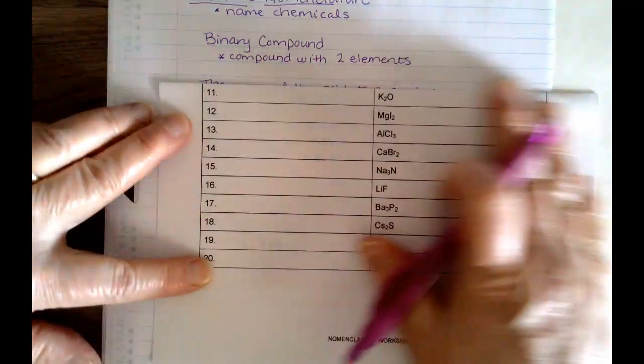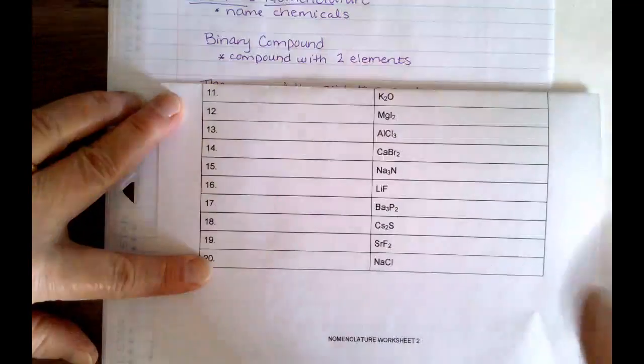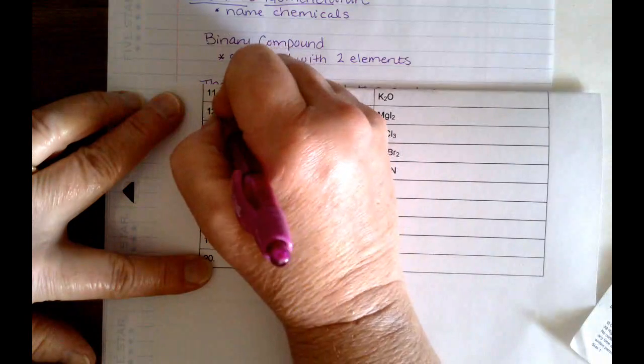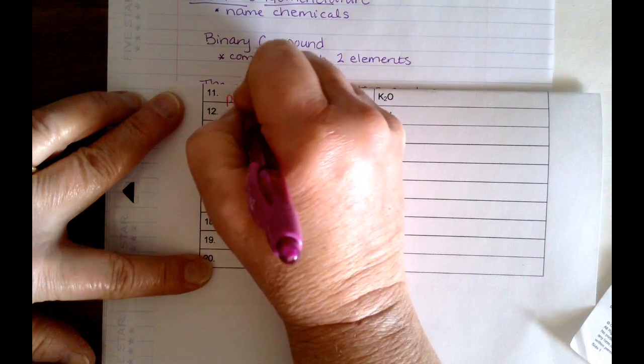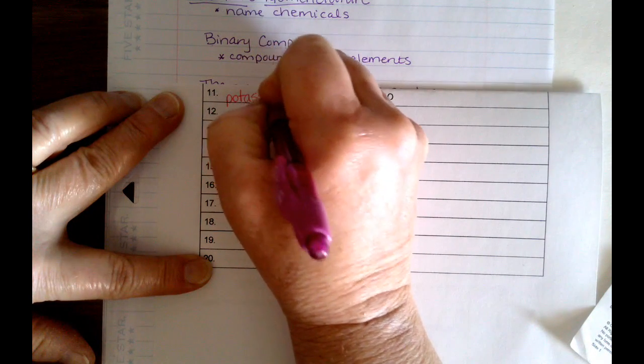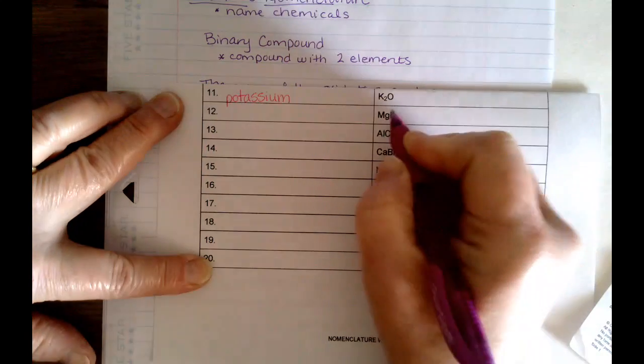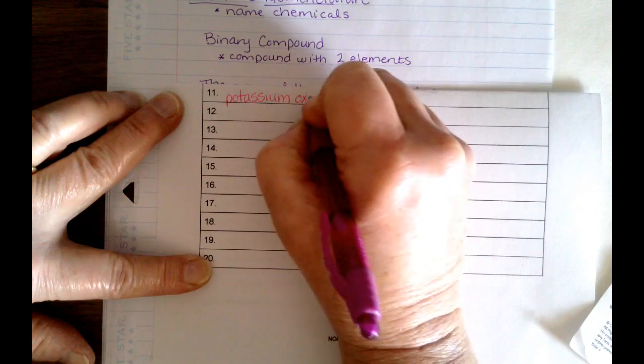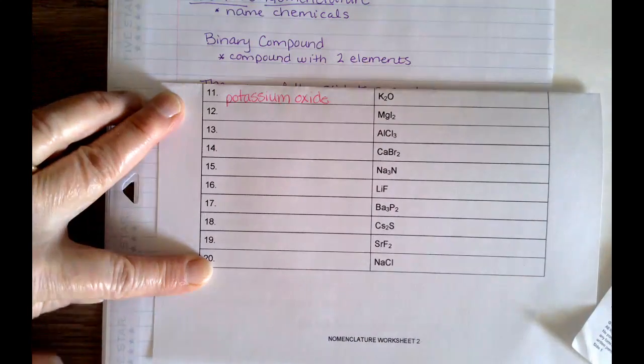So I go on my periodic table. We're just naming them now. Just naming them. I'm going to go through there and I say, okay, K is potassium. O is oxygen, but the root of oxygen is ox. And then I added IDE. Let's do the next one.